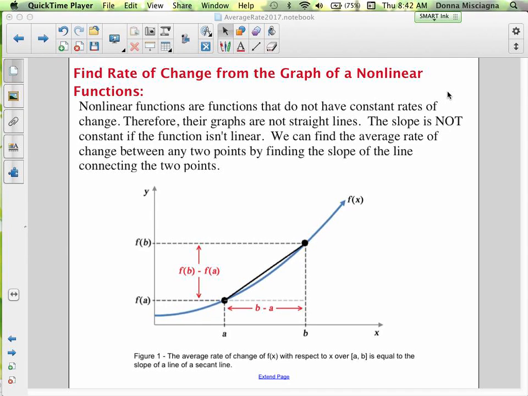All right, so now we're going to find rates of change from the graphs of nonlinear functions. Nonlinear functions are functions that do not have a constant rate of change. Therefore, their graphs are not straight lines. Their slope is not constant if the function isn't linear.